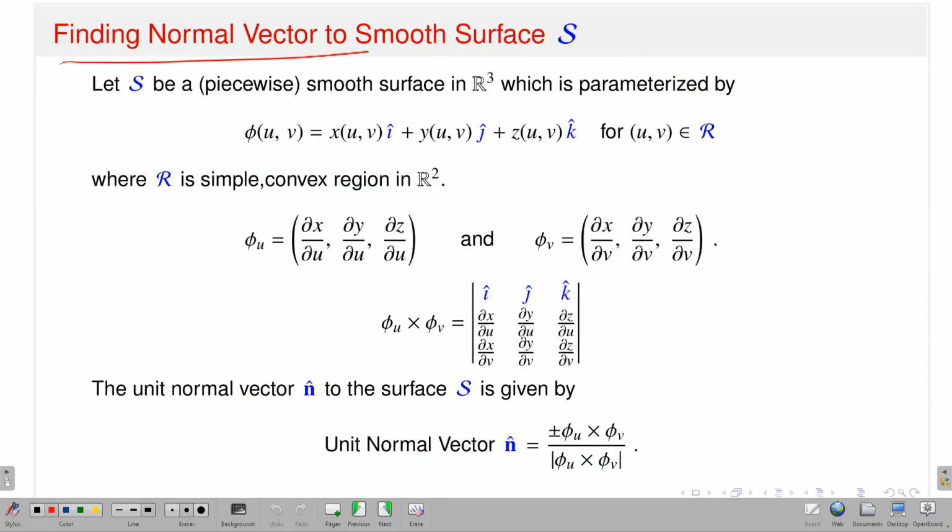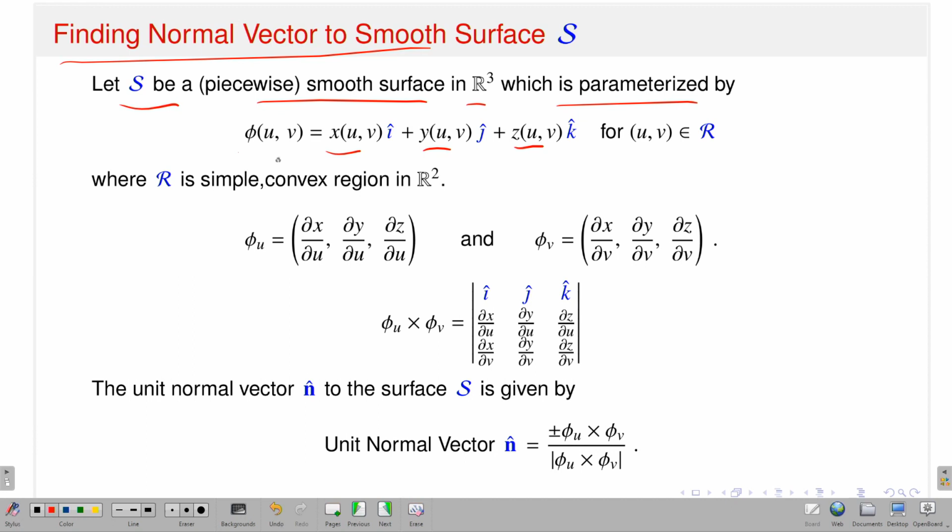Now, as I said, how do we find the normal vector given a smooth surface S? So let S be a smooth surface in R3 which is parametrized. The parametrization is a function phi from some nice domain R, a subset of R2, whose components are x, y and z, and it's a smooth surface. Smooth surface means of course it is in C1 of R, it is injective in the interior region. If I take any point P in R, the corresponding phi u at P cross phi v at P is a non-zero vector, everything is there.